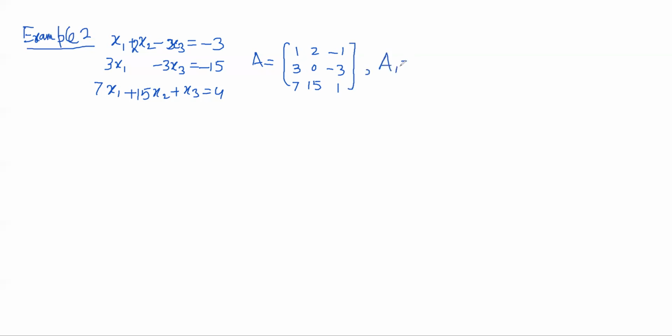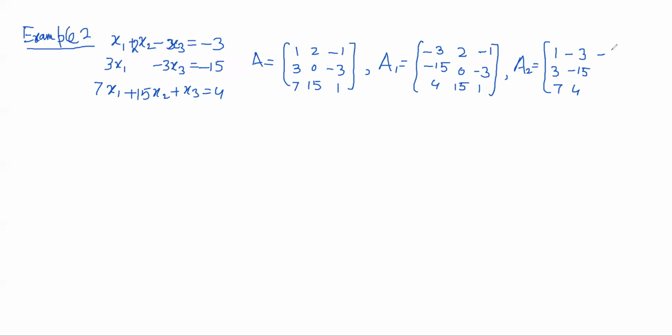The A1 matrix will be minus 3, minus 15, and 4 in the first row, and then the other two rows will be 2, minus 1, 0, minus 3, 15, and 1. And then the A2 matrix will be 1, 3, 7 will remain, and then minus 3, minus 15, and 4 will come here, and then minus 1, minus 3, and 1.